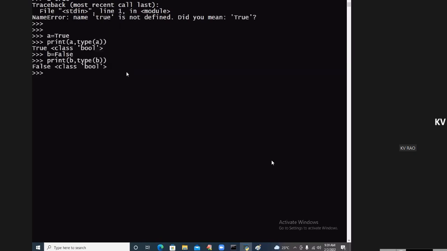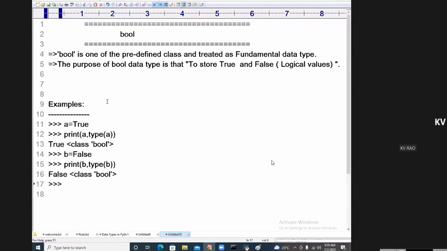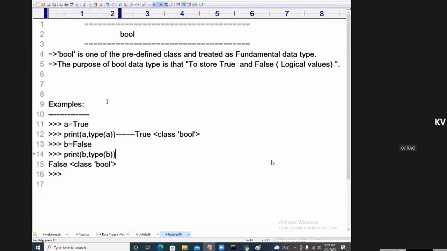Yes, my dear students. It is so easy to understand, and I would like to ask you some questions in the class. This is called a Boolean. Only two values I can store in it, true and false. Yes, my dear students.